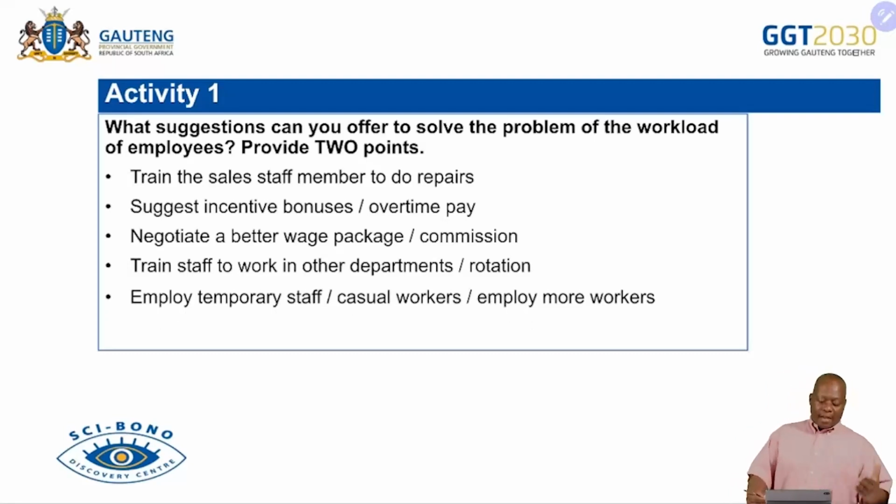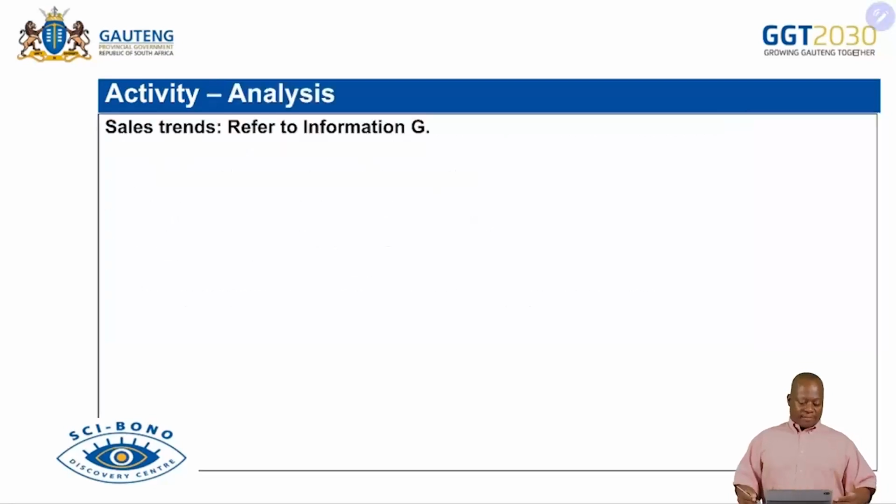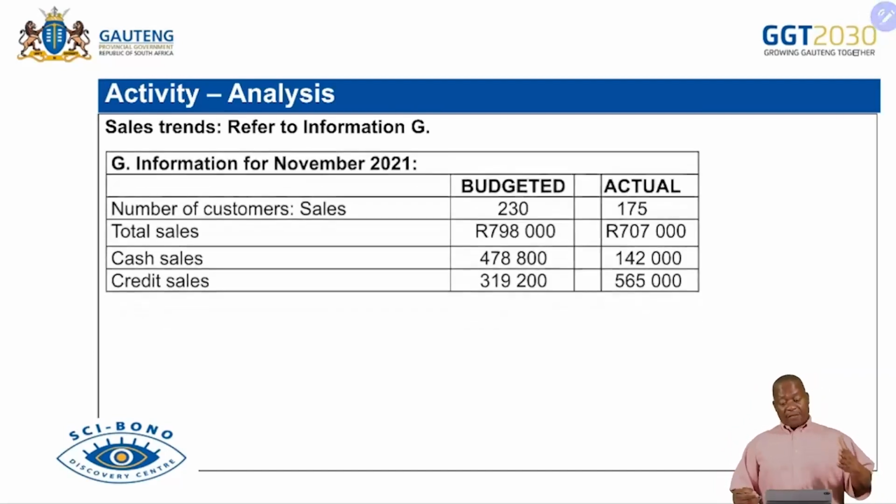And then employ temporary staff members or casual employees, or maybe employ more workers when there is more work. Find a way. This is what was expected of us.